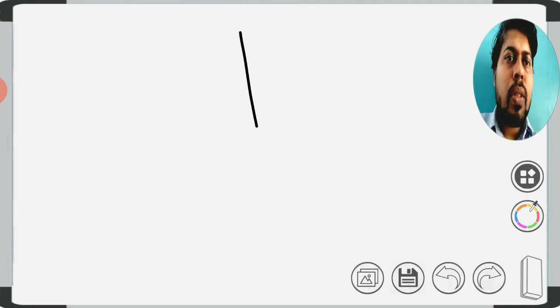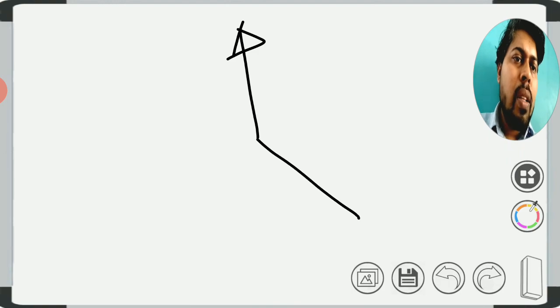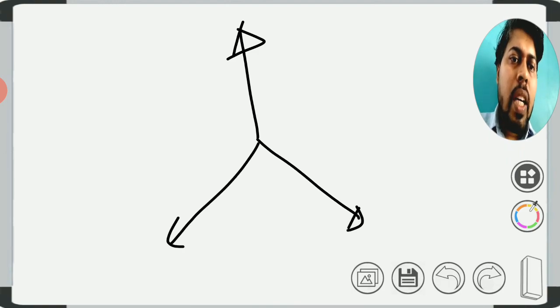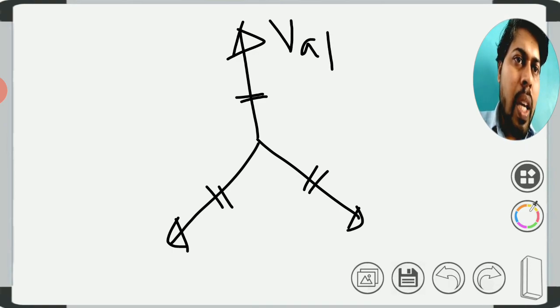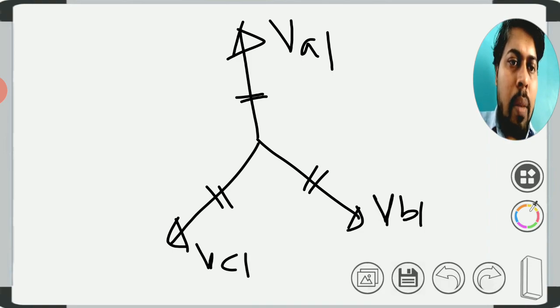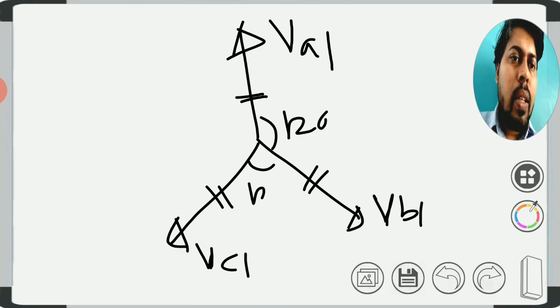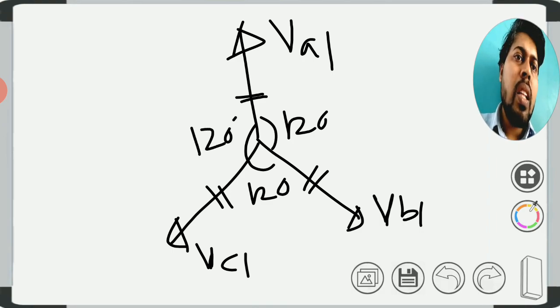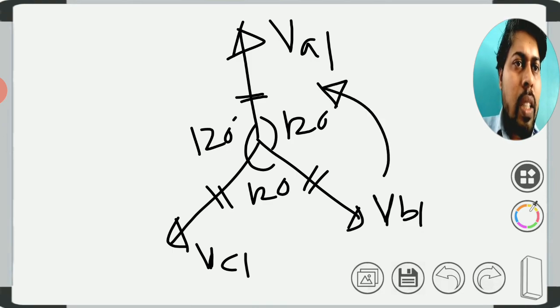Positive symmetrical components have phasors of equal magnitude. I can represent the phasors here, say as VA1, VB1 and VC1. The phase angle difference between any two phasors is also 120 degrees apart. Here the number 1 stands for positive. How will these phasors rotate? These phasors will rotate in the anti-clockwise direction.